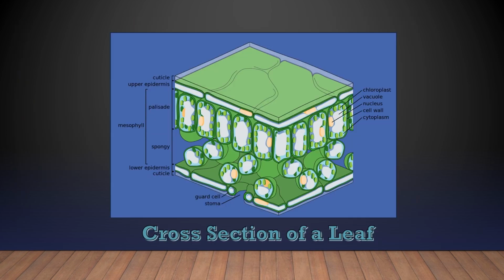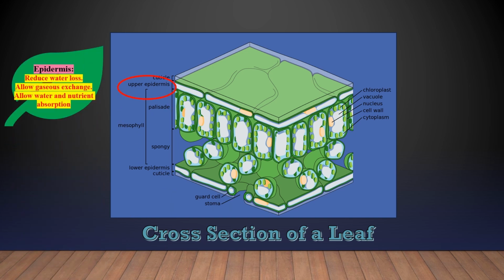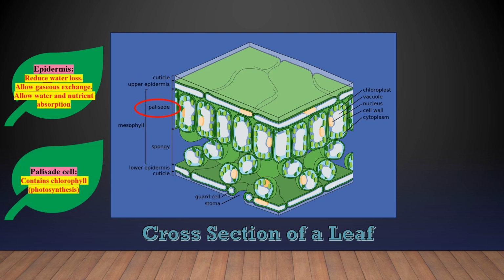Moving on to plant cells. The important plant cell that we need to know is the epidermis. The epidermis functions to reduce water loss, allow gas exchange for photosynthesis and also respiration, and allow water and nutrient absorption. The next cell is the palisade cell.